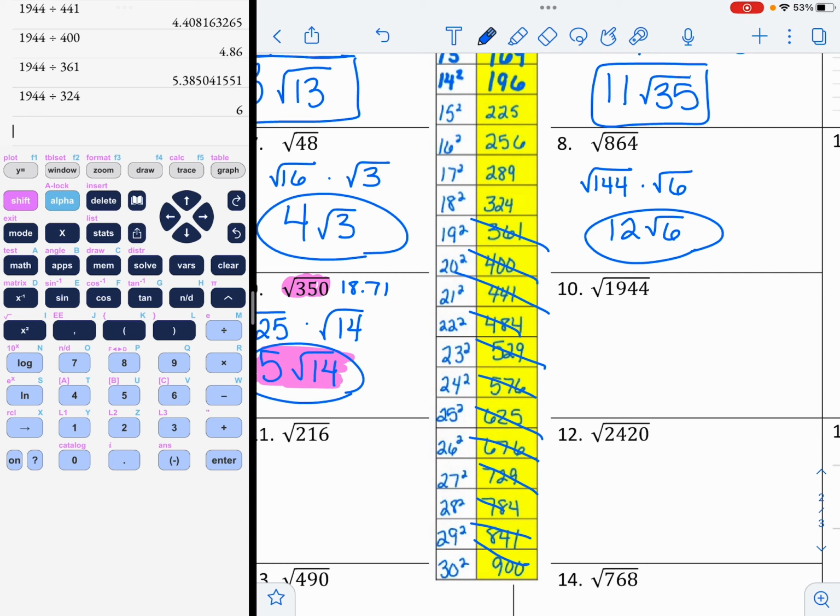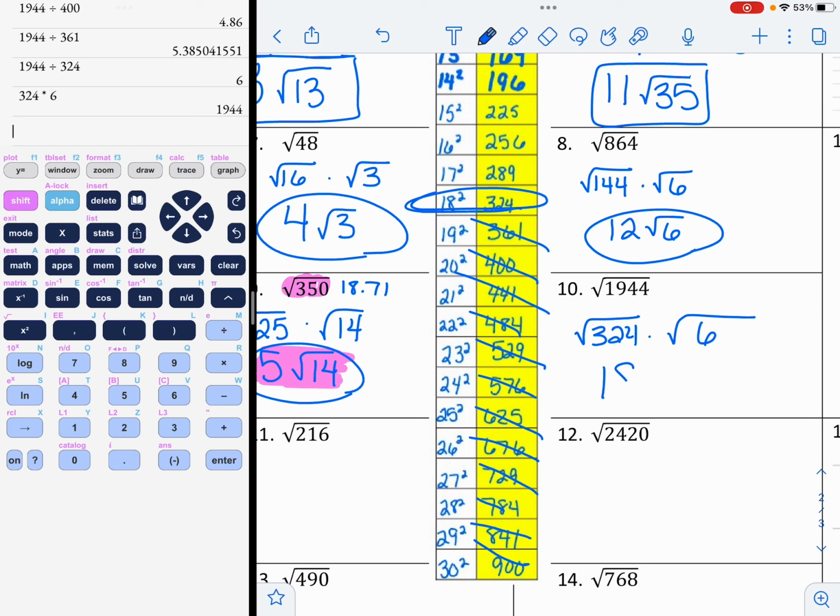So instead of writing the square root of 1944, I'll write this double square root of the one that worked. So what worked? 324. And then what did I get as an answer? 6. Because what's 324 times 6? Apparently 1944. That's exactly how it works. So you're not changing the RAM, you're just rewriting it like water and ice. So the square root of 324 is 18, and then the square root of 6 just drops down.